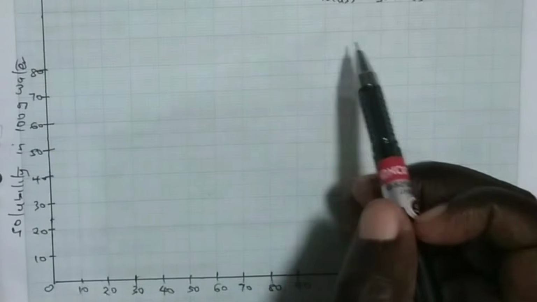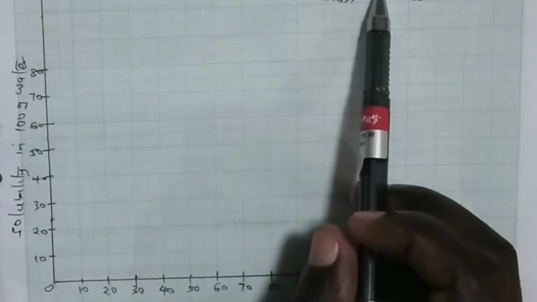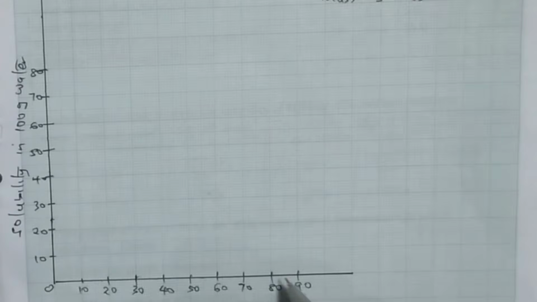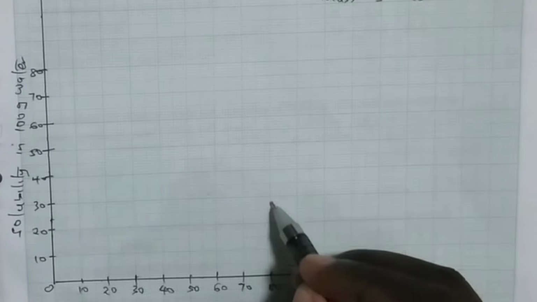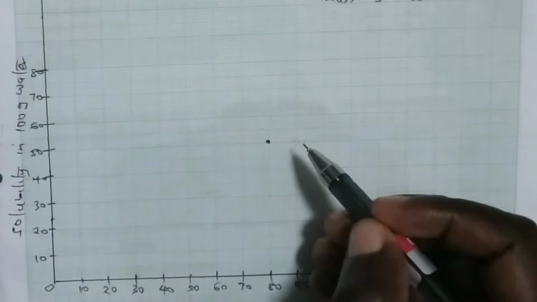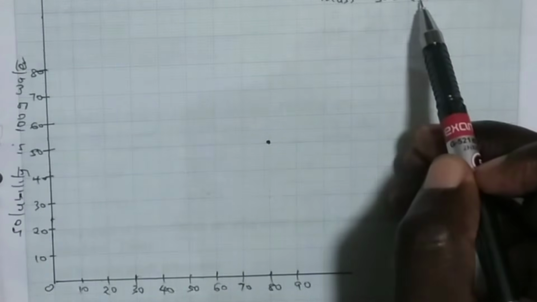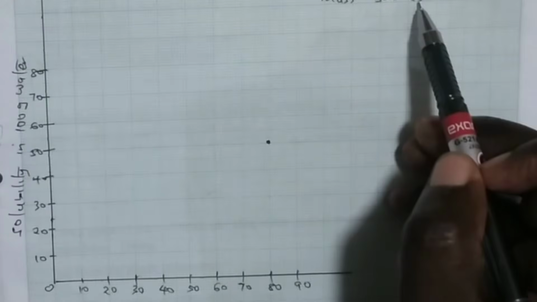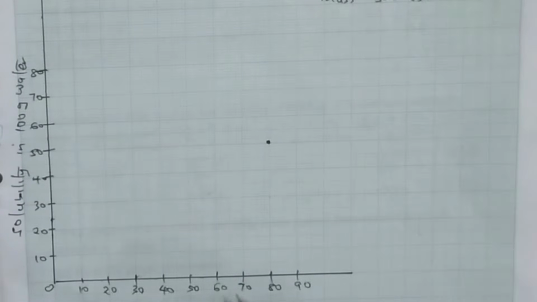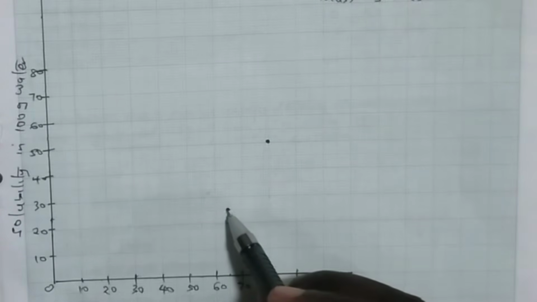So we now go ahead and do the plotting. At 80 degrees Celsius, we have a mass of 50. At 80, we just move along this until we see 50 on the vertical axis, and this is our first point of the graph. Then at 65 degrees Celsius, we have a mass of 25. 65 is here, so we move along this line.